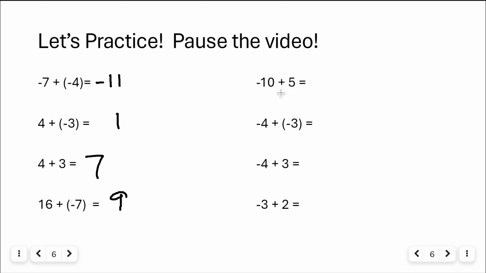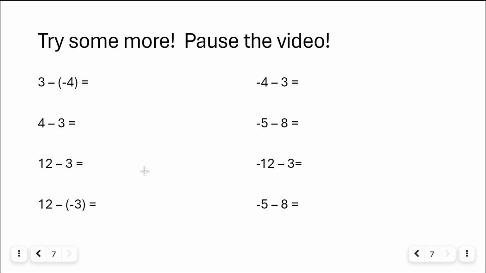-10 plus 5. Signs are different. So 10 minus 5 would be 5. Sign of the higher number is the 10. It's a negative, -5. -4 plus -3. Signs are the same. Add the numbers. 4 plus 3 makes 7, and keep the sign. -4 plus 3. Subtract the numbers. 4 minus 3 is 1. Take the sign of the higher number, which is the 4. So that's a negative. And then -3 plus 2. I'm going to subtract the numbers. 3 minus 2 is 1. Sign of the higher number is the 3. -1 again. There's my answers.